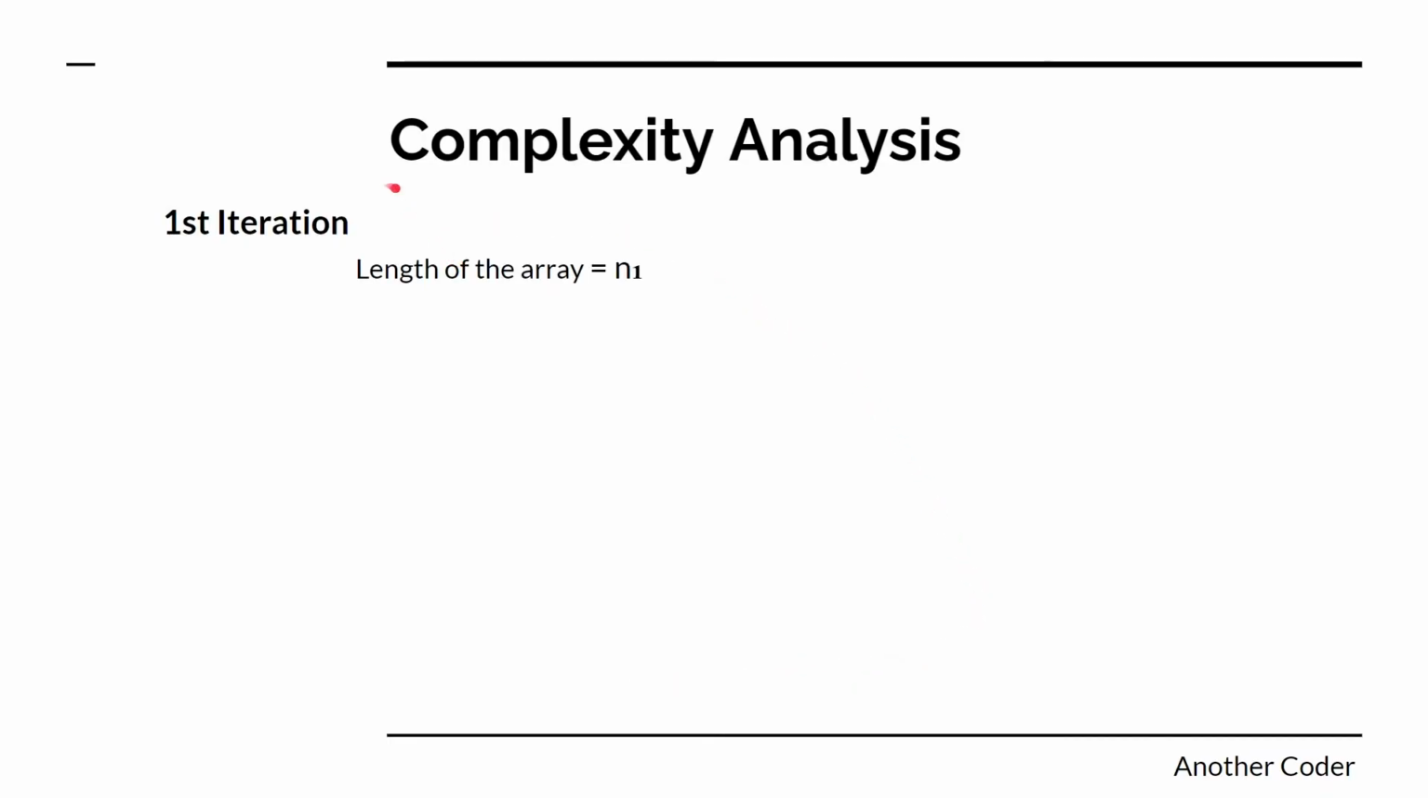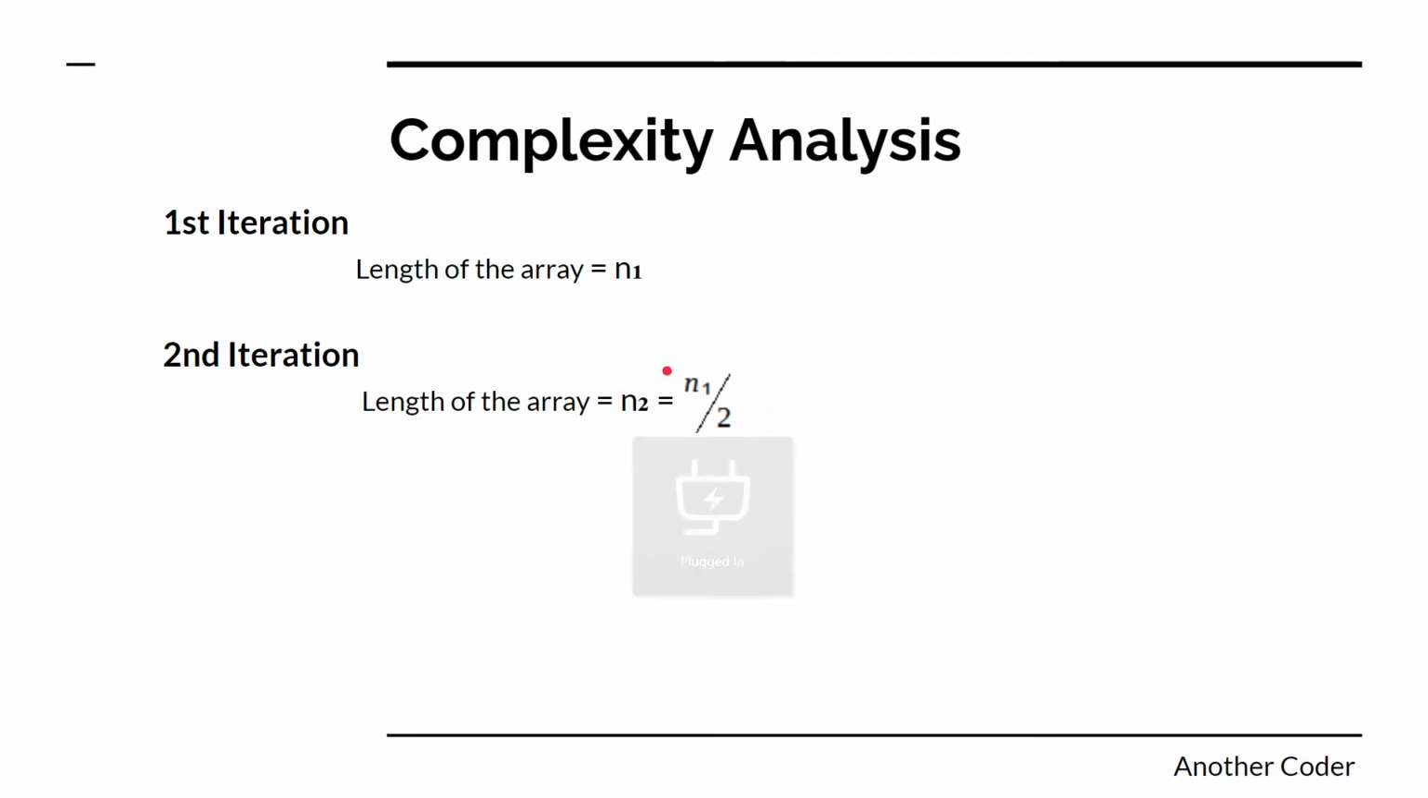Now this is the time complexity analysis of this particular algorithm, and it is very easy to understand. It's not much difficult. In the first iteration, the length of the array is n1, or the initial number of elements, I'll mark it as n1. Now at the second iteration, the length of the array becomes n2, which is n1 by 2. Why? Because we are dividing the array into two equal halves.